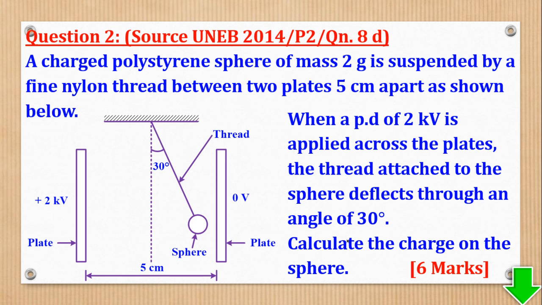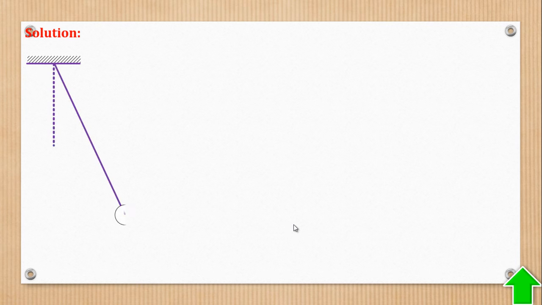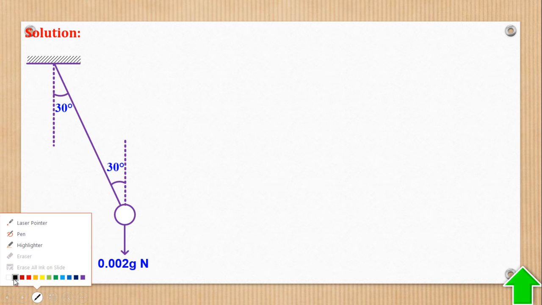So to calculate the charge on the sphere, we shall have to first redraw and then show the forces acting on that sphere. So we shall redraw the sphere and show the forces acting on it. Okay, of course the first force will be the weight. It has to act vertically downwards.